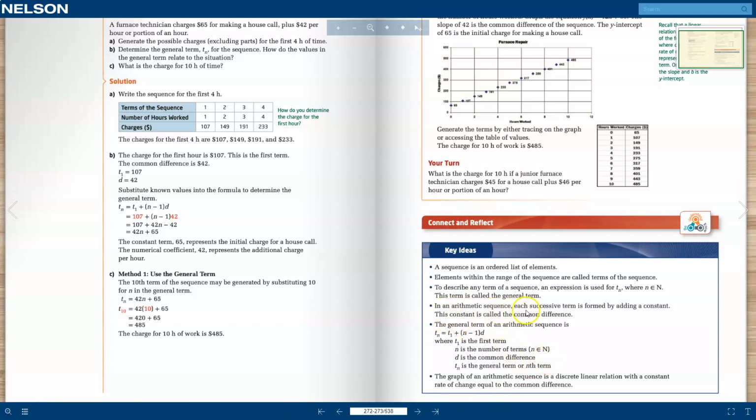In an arithmetic sequence, each successive term is formed by adding a constant. This constant is called the common difference. The general term of an arithmetic sequence is right here. You can find it down here, and then it talks about n, d, and Tn again, T sub n. The graph of an arithmetic sequence is a discrete linear relation with a constant rate of change equal to the common difference. So all you need to know here is it results in a slope. Okay, because of the common difference. If it wasn't a common difference, then you'd get more funky, weird shapes.